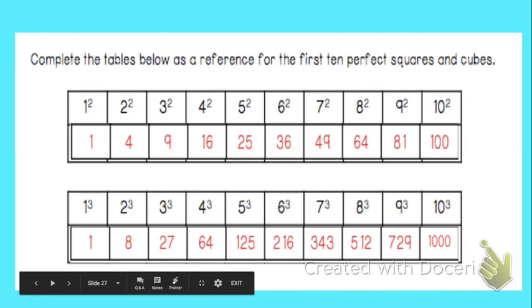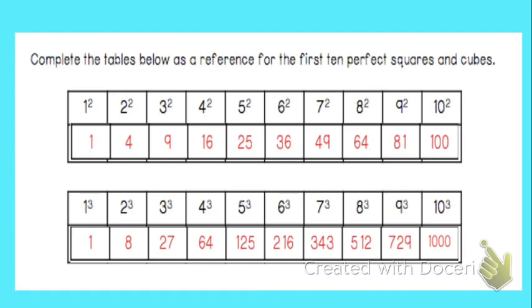Okay, so 1 cubed is 1, 2 cubed is 8, 3 cubed is 27, 4 cubed is 64, 5 cubed is 125, 6 cubed, which is 6 times 6 times 6, is 216, 7 cubed is 343, 8 cubed, which is 8 times 8 times 8, is 512, 9 cubed is 729, and 10 cubed is 1,000.